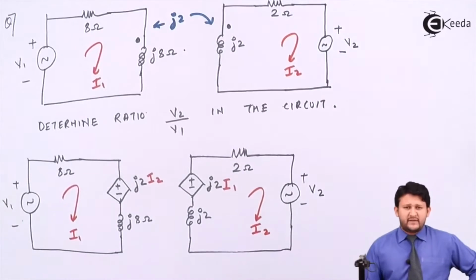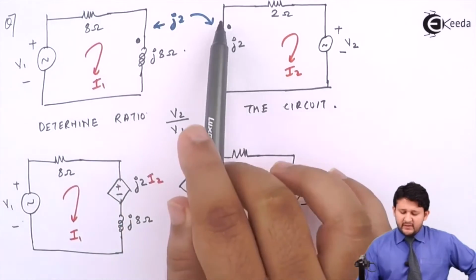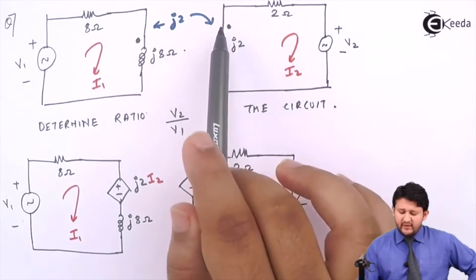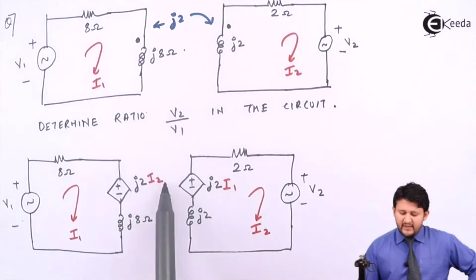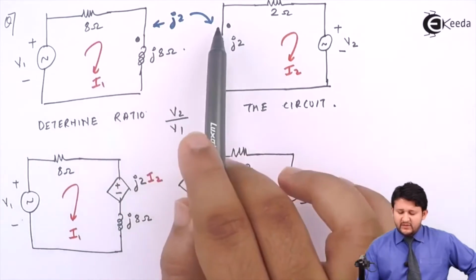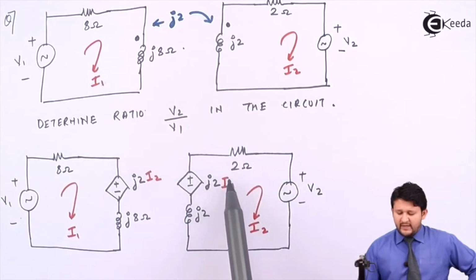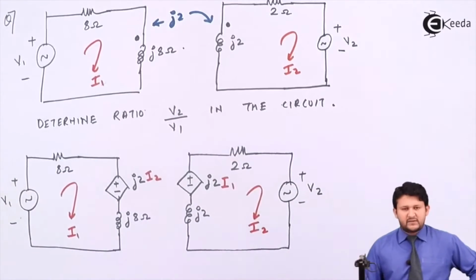Then what is the further difference? The word itself says mutual coupling. This dot depends on this dot. In this dot, which current is flowing? I2. So over here you will be getting I2. This dot depends on this dot. So in this dot, which current flows? I1. So over here you will be getting I1. So this will be the circuit.